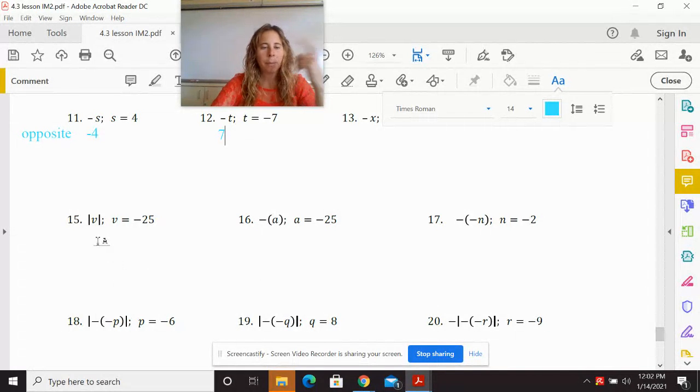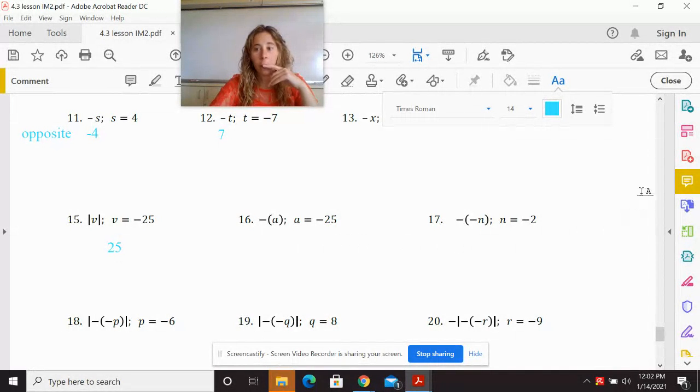All right. So you have the absolute value of v. So v is negative 25. What's the absolute value of negative 25? So how far is negative 25 away from 0? 25. I'm not worried about that one.